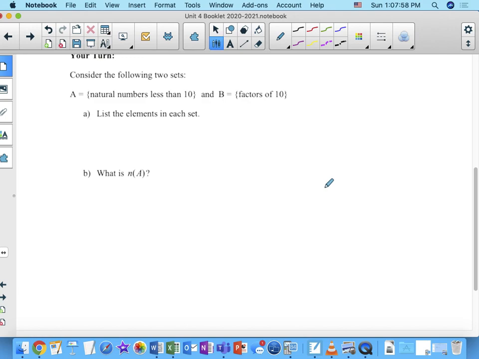Okay, so natural numbers less than 10, that's set A. So natural numbers start at 1. Less than 10 means we don't include it. So 1, 2, 3, 4, 5, 6, all the way up to 7, 8, and 9. Factors of 10. Factors are things that 10 can be divided by.